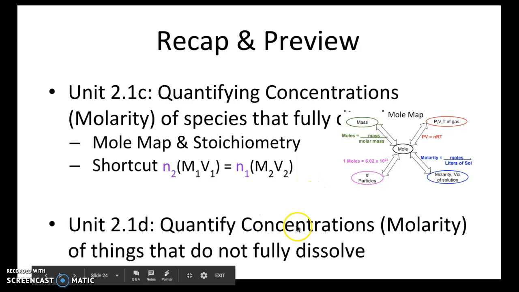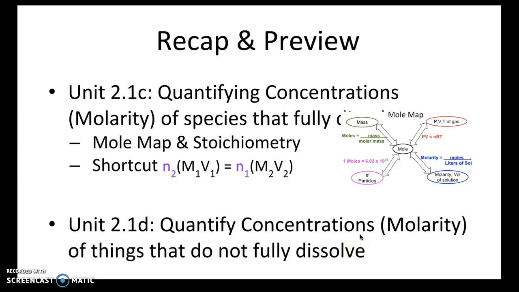In this video, we're going to learn how to quantify concentrations of things that do not fully dissolve. So the difference is for 2.1C, it was things that do fully dissolve, and here it is things that do not fully dissolve. And that would include, of course, weak acids, weak bases, and insoluble salts. All right, so let's compare the two.